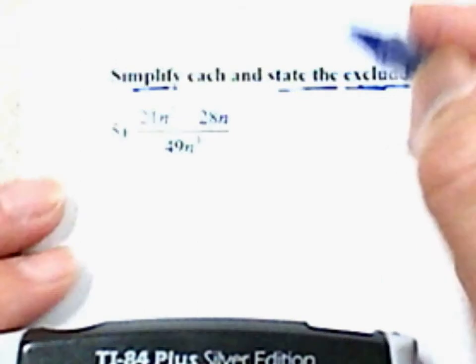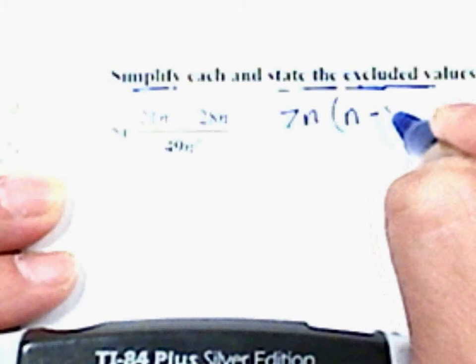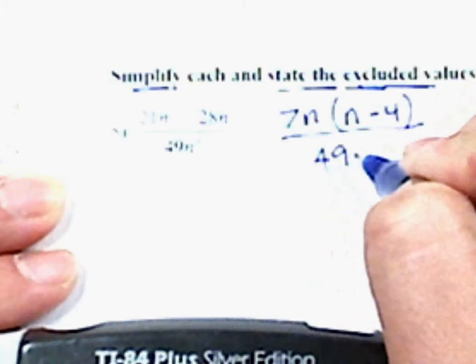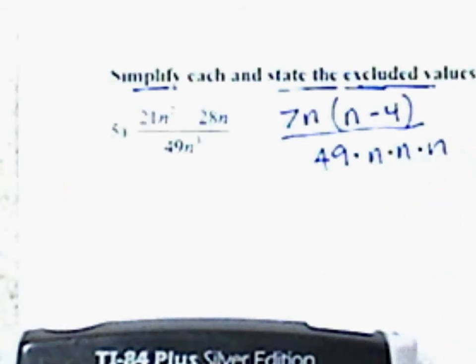What do they have in common? Well, 7 goes into 21 and 28. And then they also have an n in common. Okay. So I'm going to take out 7 and n, and when you take that out, you can have n minus 4, all of that over 49 times n times n times n. That's what n to the third means. Okay?